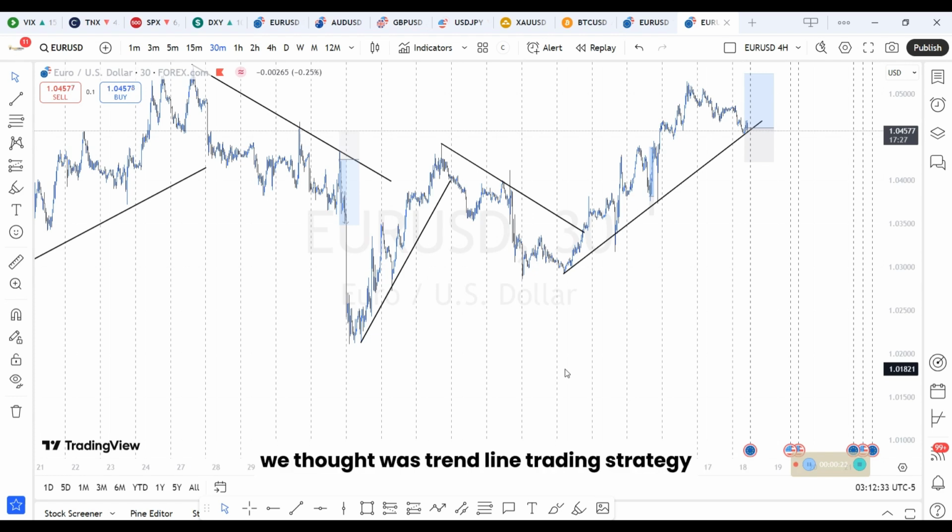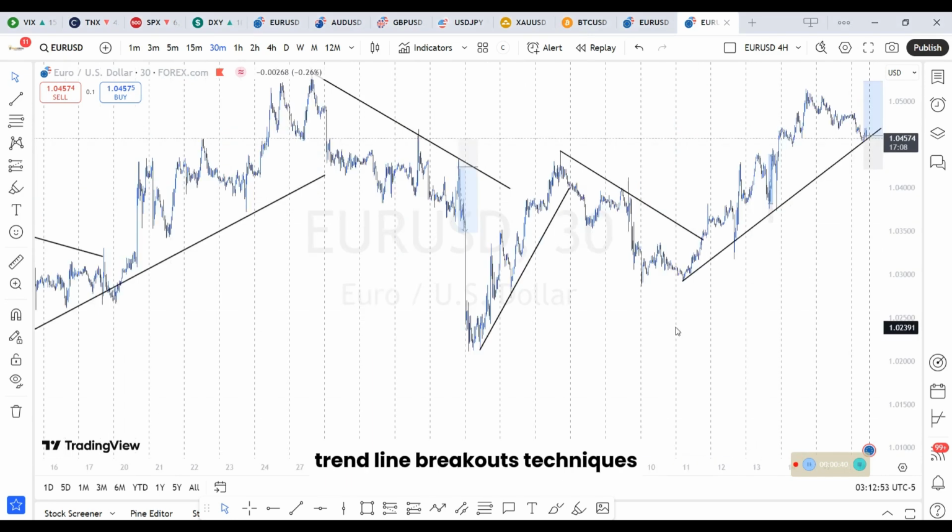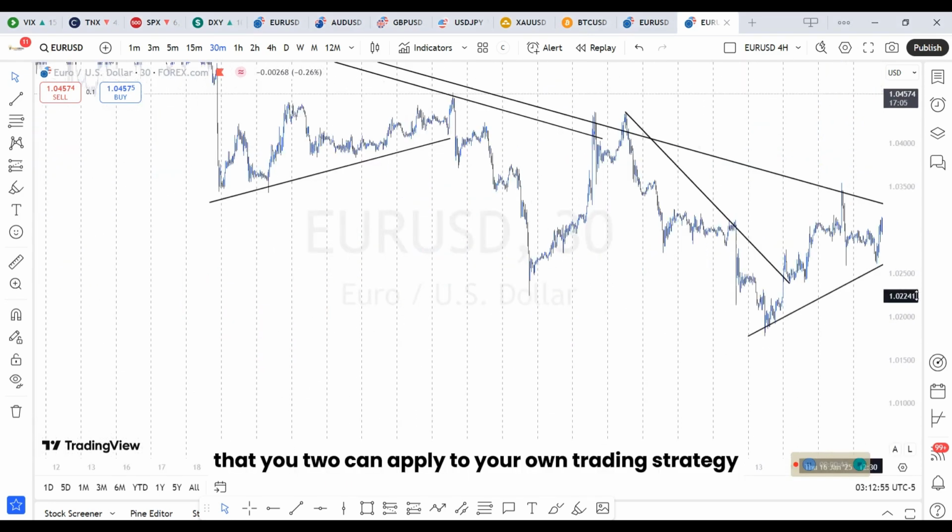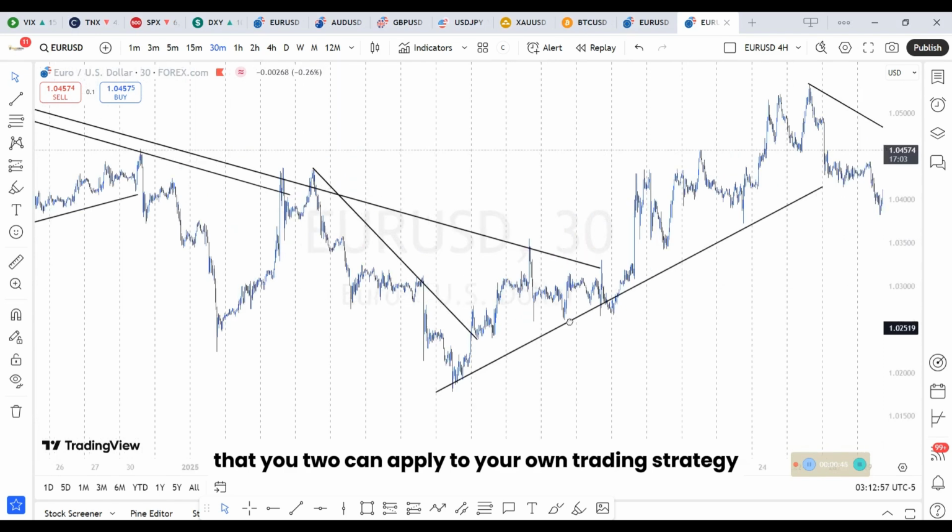So the first one we thought was Trendline trading strategy, how to trade with the trend. Now what happens when the trend gets broken and the market is no longer moving in that trend? That is what you want to learn here, Trendline Breakout strategy. In this class, you're going to be learning some basic Trendline breakout techniques that you too can apply to your own trading strategy.